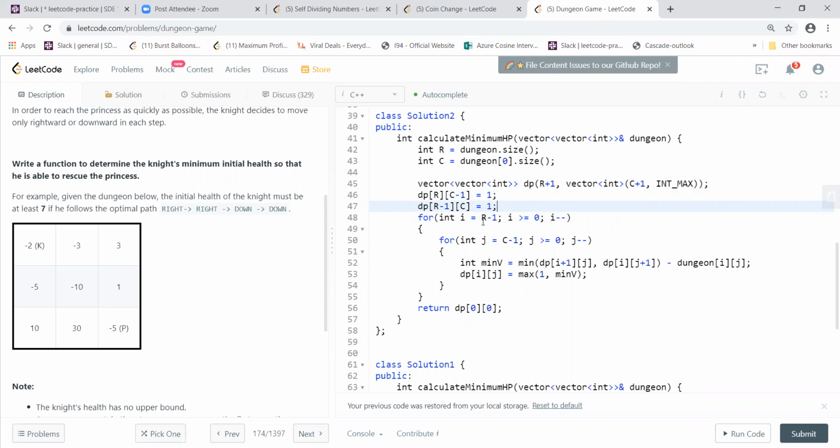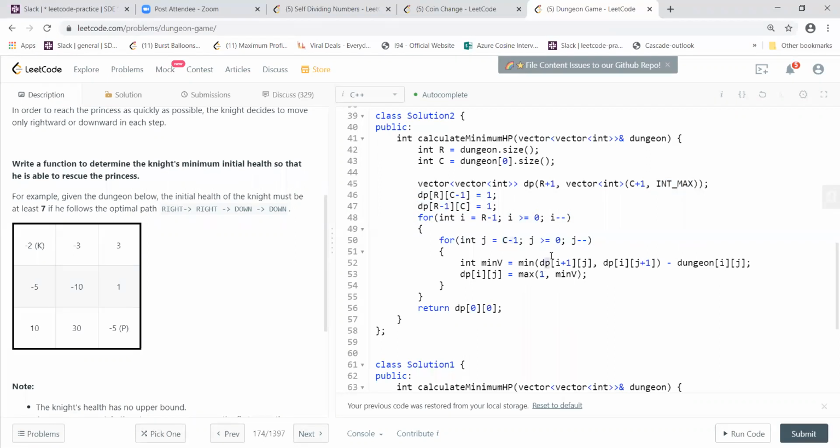And then go start with the very last value where the princess is, that is R minus 1 and column minus 1, and just come from the last point, that is the bottom right, and traverse to the top left. And here you again find what is the minimum value.